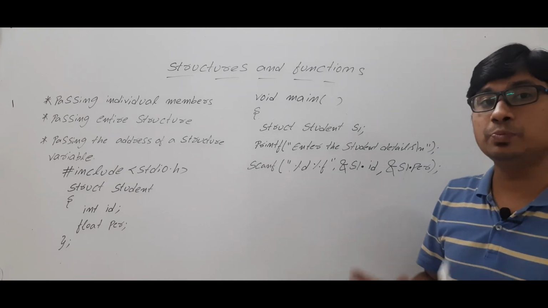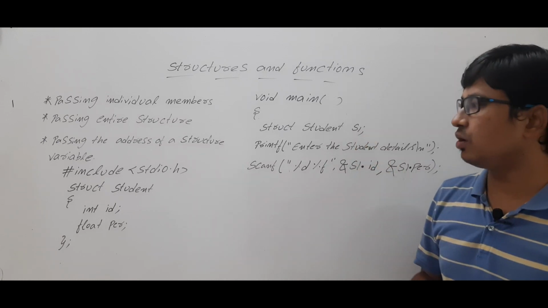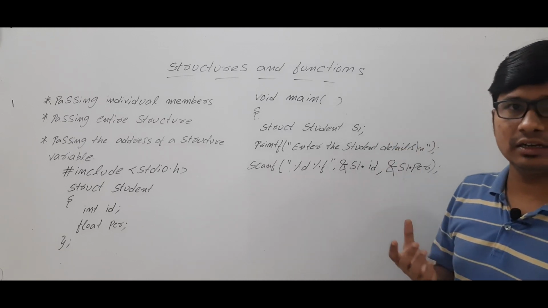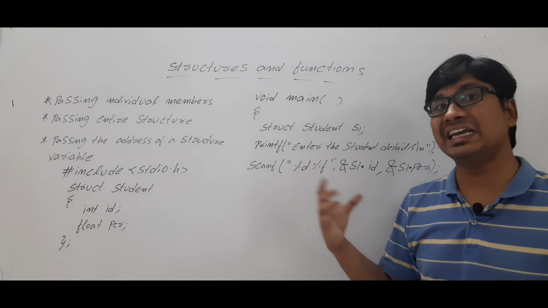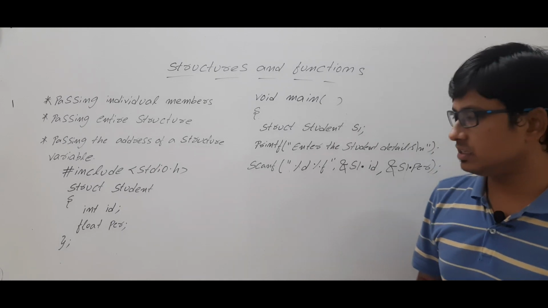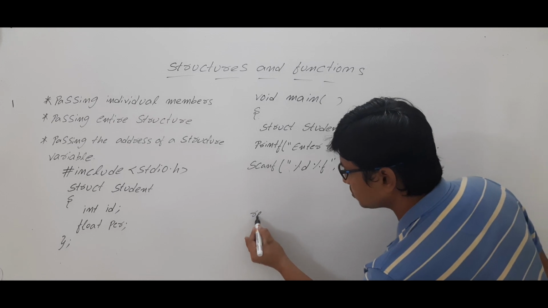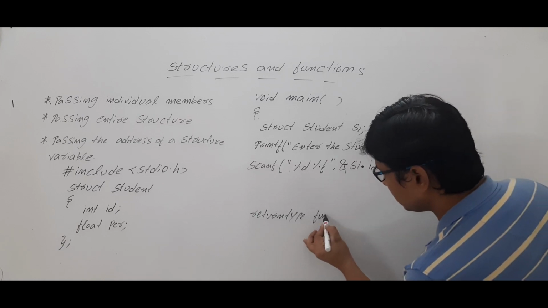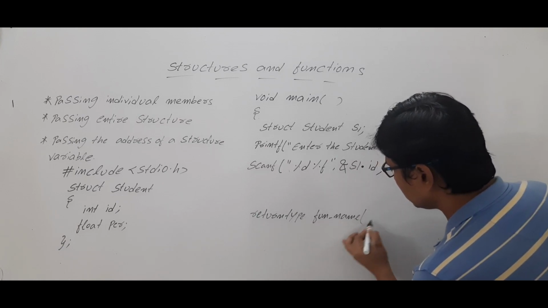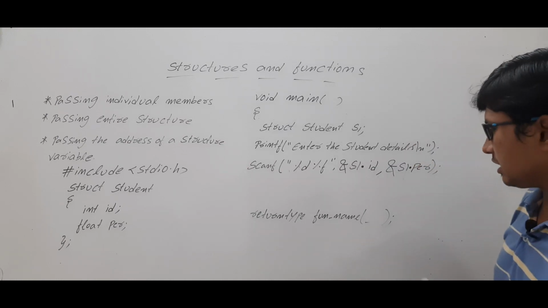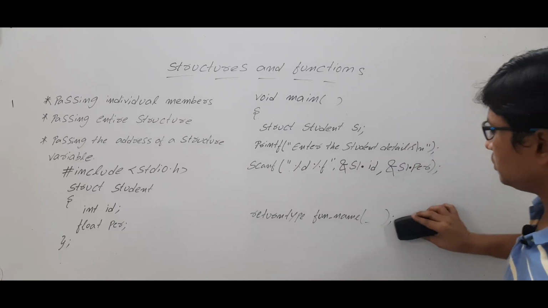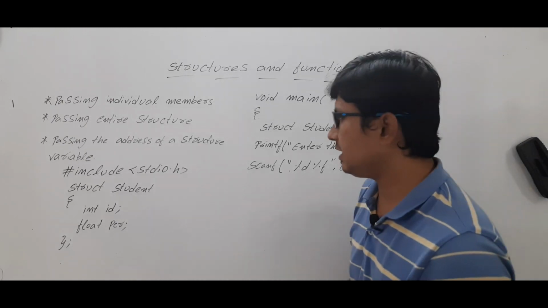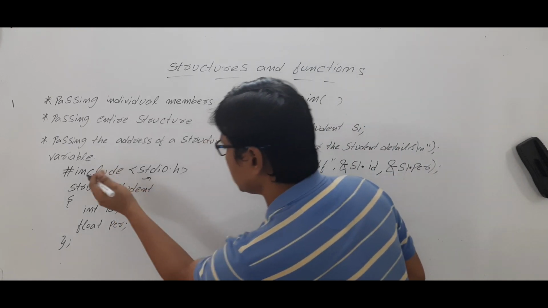Now I want to display the details in another function called display function. Before calling the function and then defining the function, I need to declare the function. How to declare the function? The syntax is, I need to specify the return type, and the name of the function, and then the arguments with their data types. So that I need to declare after the #include statement. So let me write here. This statement will come here.